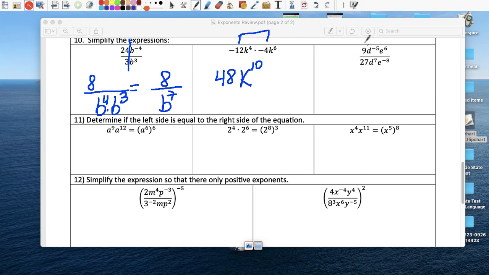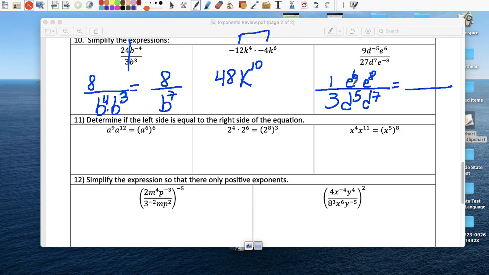Okay. Next one, again, take a look at the coefficients. So 9 over 27, if you had the fraction 9 over 27, you would get 1 over 3. d to the -5 comes down, becomes positive. e to the 6 stays up. Oops. Let me write the 5 a little prettier. e to the 6 stays up. d to the 7 stays down because it's positive, and e to the -8 goes up because it was negative, now it's positive.